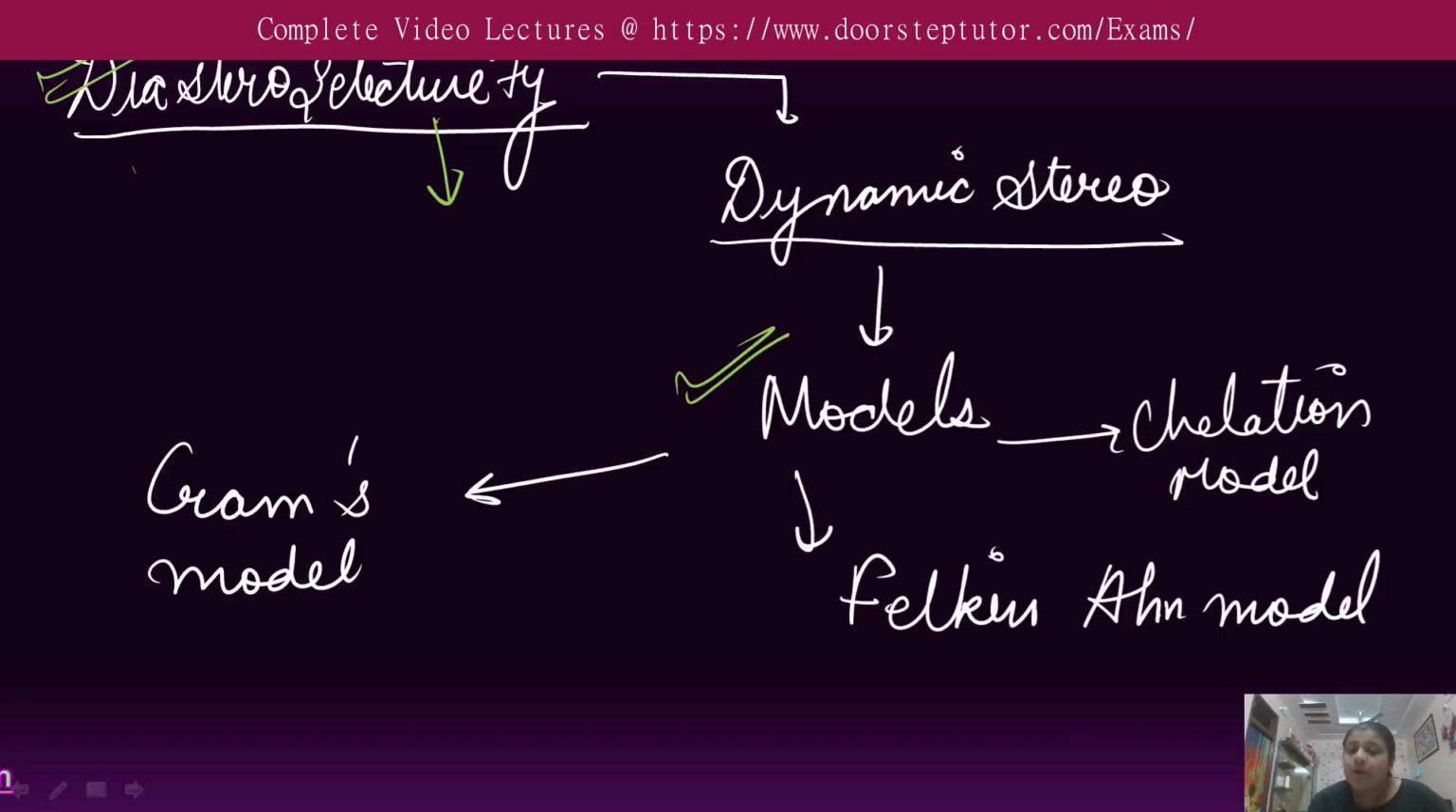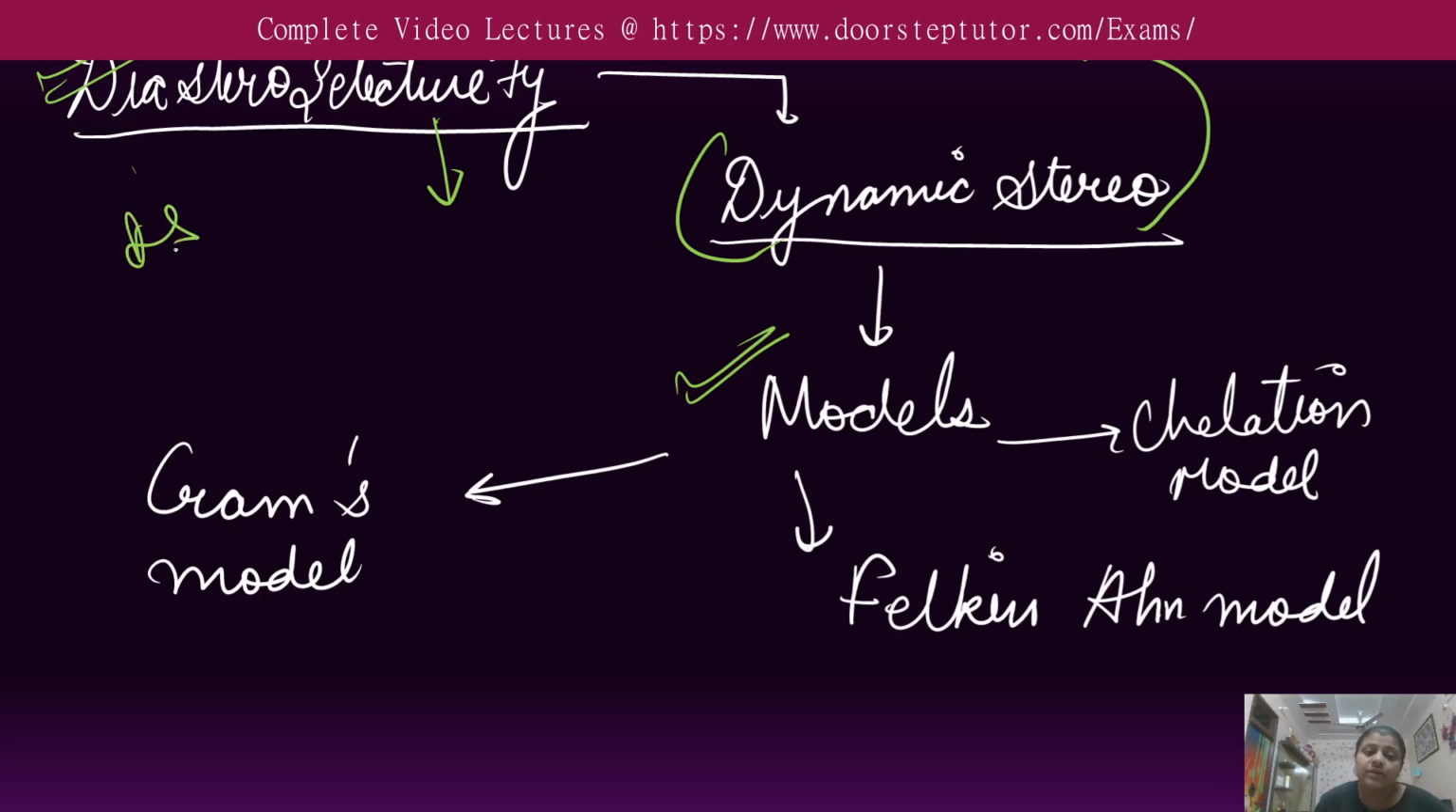So now we are going to learn about the different models in stereochemistry, like Cram's model and Felkin models. When we consider diastereoselectivity in particular organic compounds, we are going to learn the concept of dynamic stereochemistry, because we all know what diastereoselective compounds are.